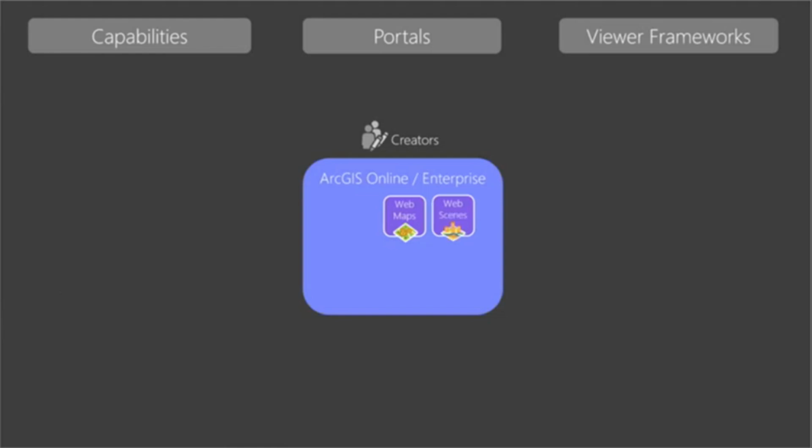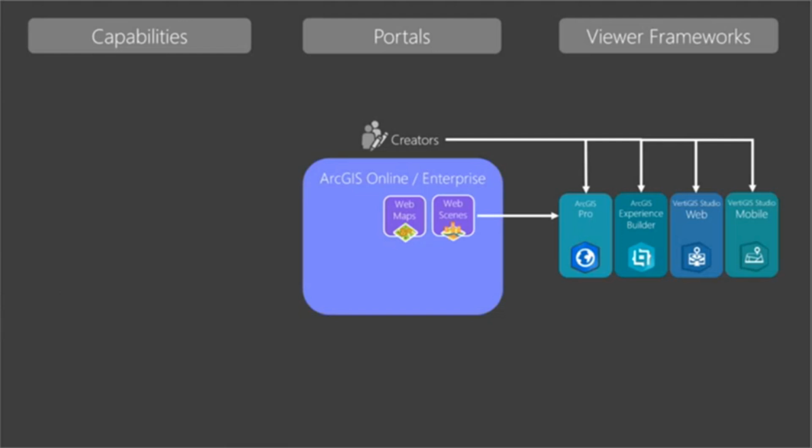And then actually, we also have web scenes. And then you can put these into, basically you need to decide what kind of app you want to build. We recommend VertiGIS Studio Web because it gives you the highest degree of liberties, or VertiGIS Studio Mobile for mobile. But of course, you could also use ArcGIS Experience Builder or ArcGIS Pro.